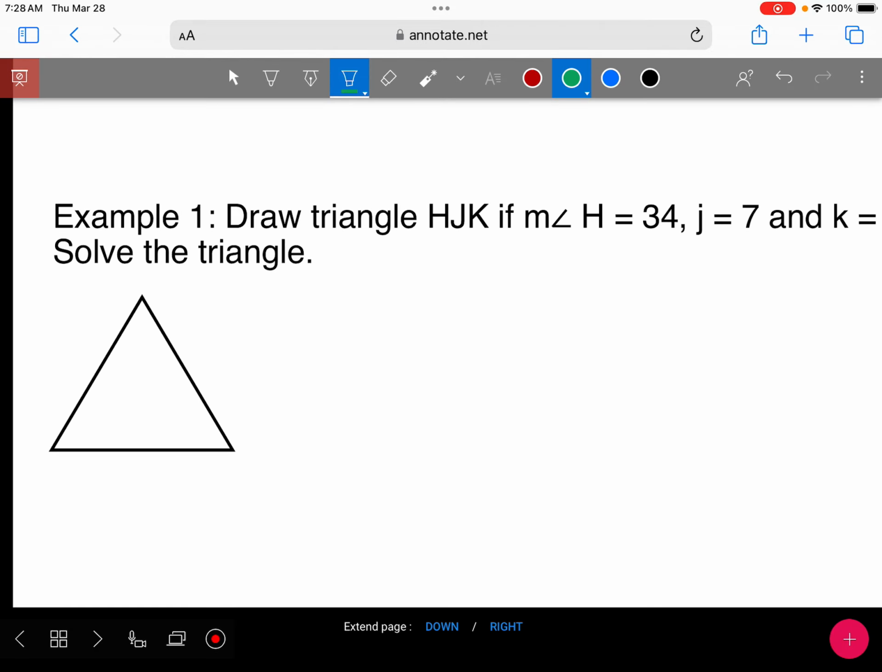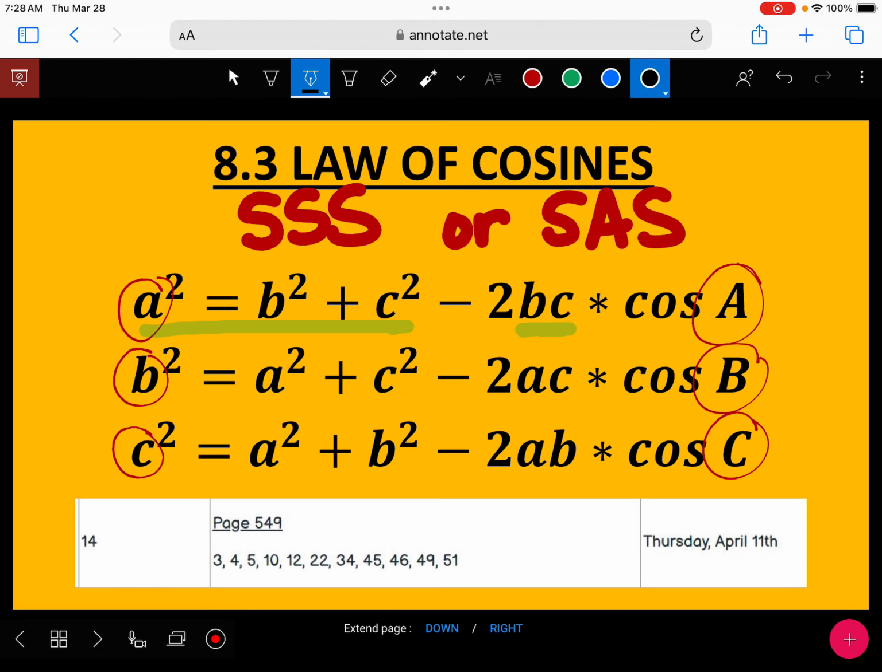So let's finish this triangle out that we just drew. So I'm going to refill in this information. So I have H, J, K. H is 34. Oh, going back to this too.